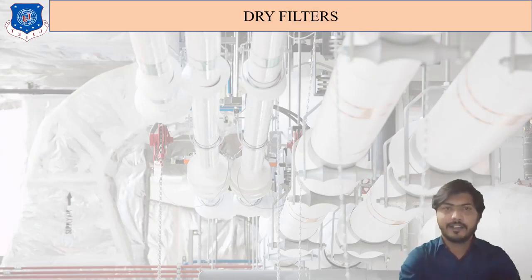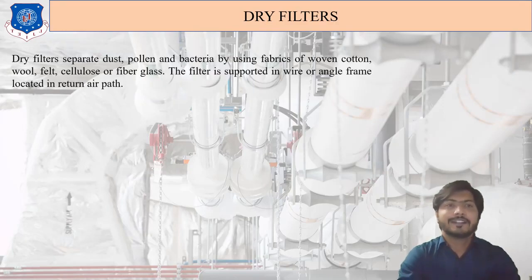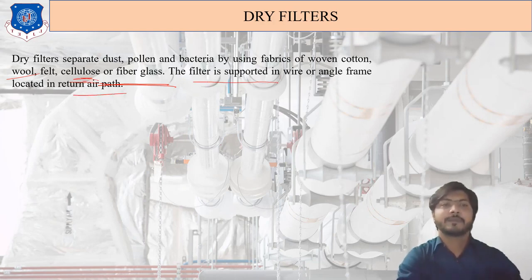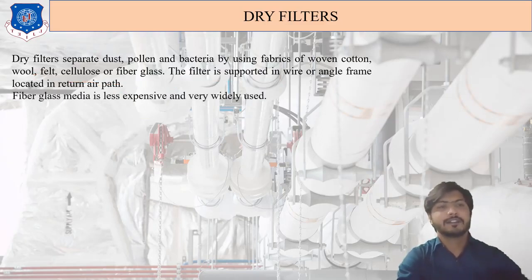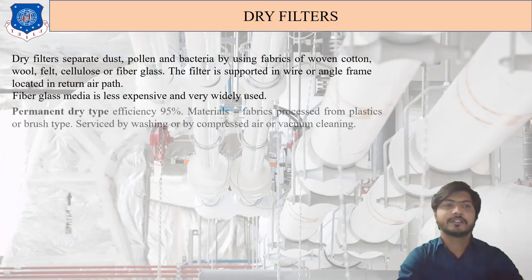What is the meaning of dry filter? A dry filter separates dust, pollen, particles and bacteria by using fabric or woven cotton, wool, felt, cellulose and fiberglass. This is the material which is used. The filter is supported with wire and angle located in the return part. Understand from the diagram, fiberglass media is less expensive and very widely used.